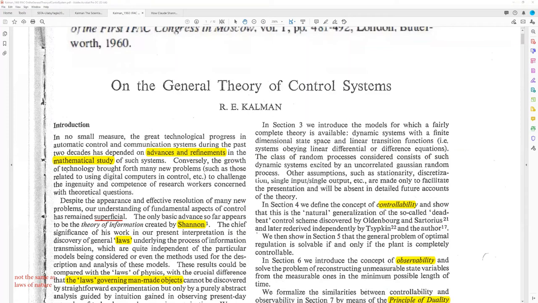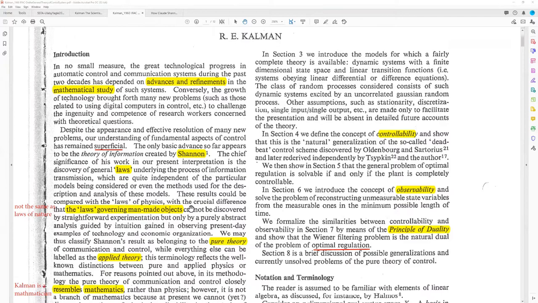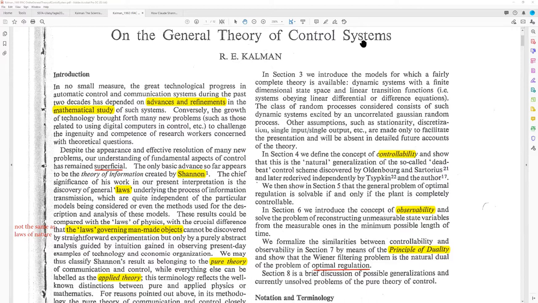But I want to start from the introduction. Yeah, I'm not going to read the paper. Yeah, you read the paper, but let's look at what motivated Kalman. Okay. And according to him, this entire development, this work, he's most famous for general theory of control system, is patterned after the theory of information by Shannon. Okay, so let's use that as an opening, and let's see if you can understand better, right?